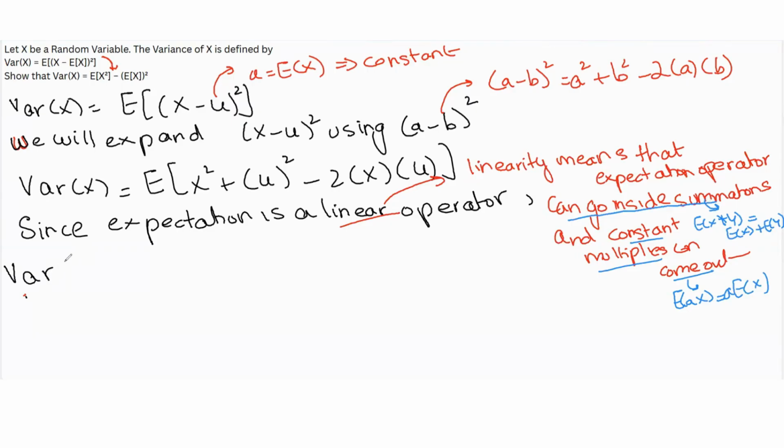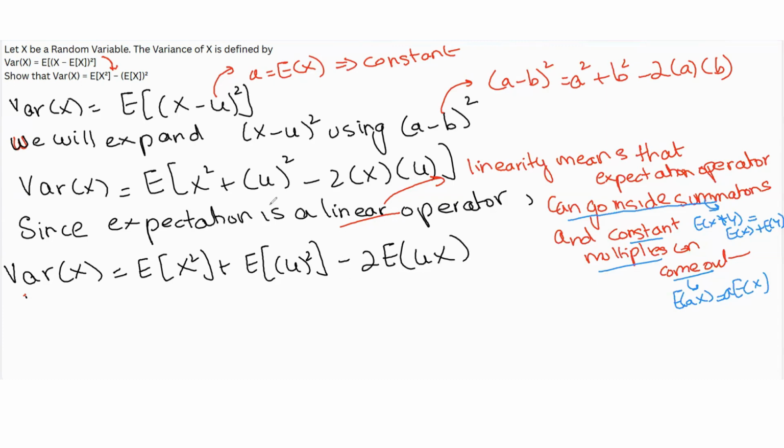Keeping this in mind, we can write the variance of x. It can go inside the summation, so the expectation of a sum is the sum of expectations. So we get the expected value of x square plus the expected value of mu square minus 2 times the expected value of mu x. What we've done is taken the expectation inside the sum. The expectation of a sum is just the sum of expectations, and 2 is a constant multiple which we've taken out because expectation is a linear operator.